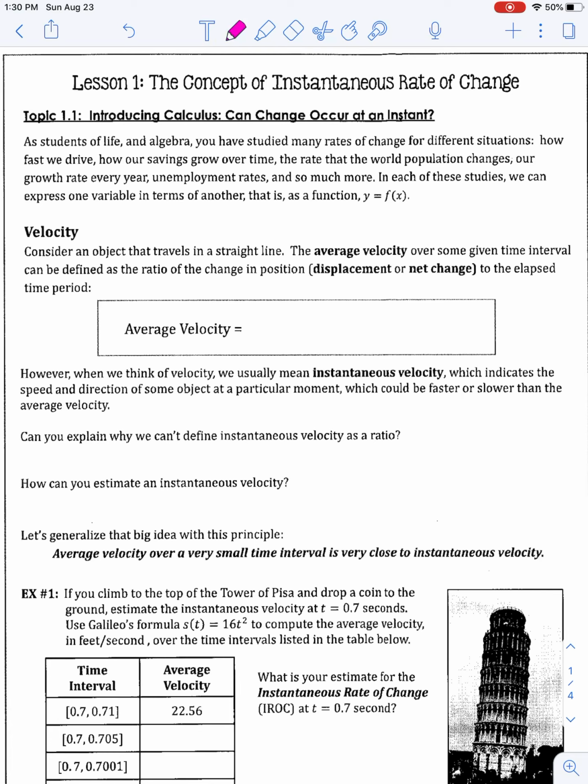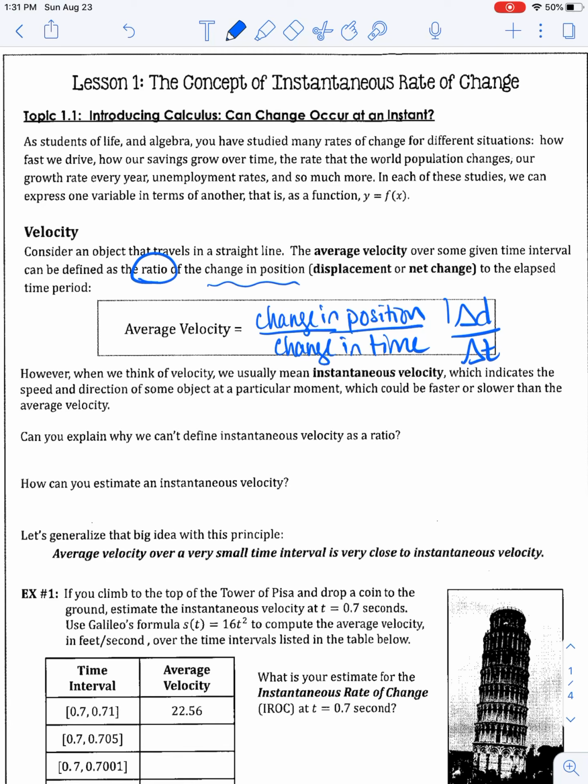Okay, so a ratio is just a fraction. And it's the change in position over the change in time. And then we're going to shorten that to delta D over delta T, and that's the change in the distance over the change in time. So this is your ratio, but this ratio means slope.